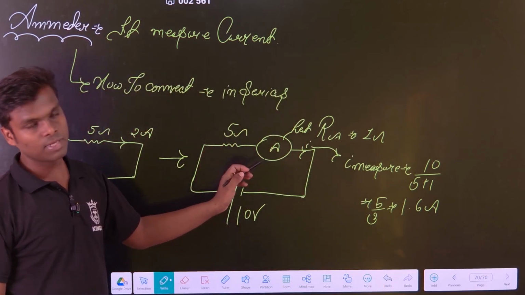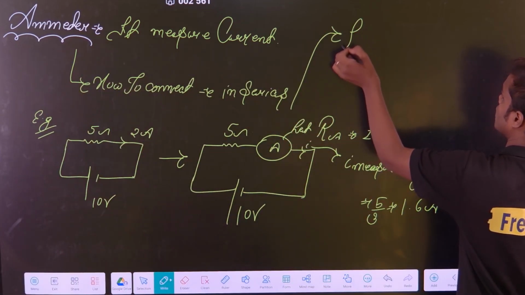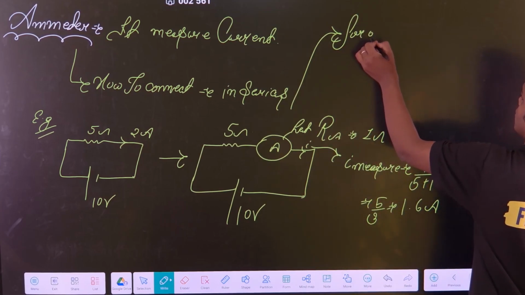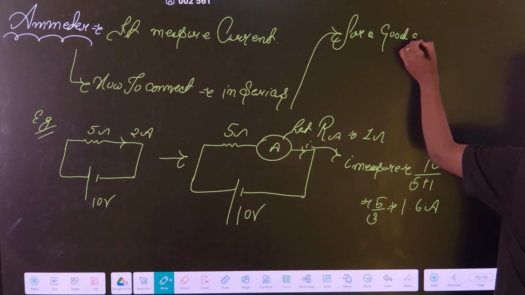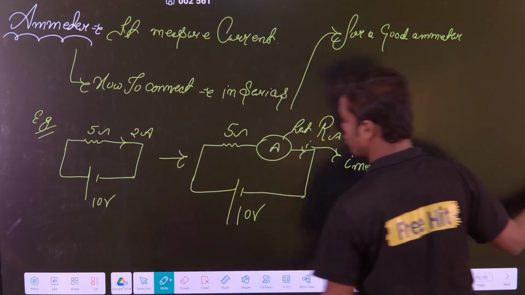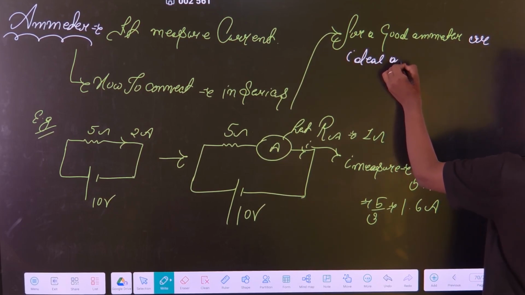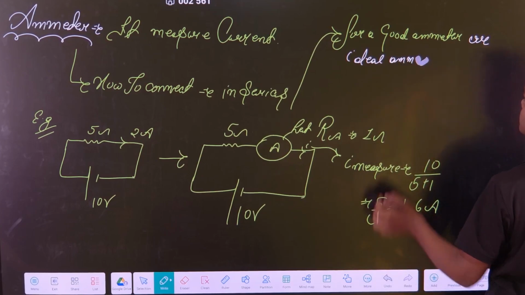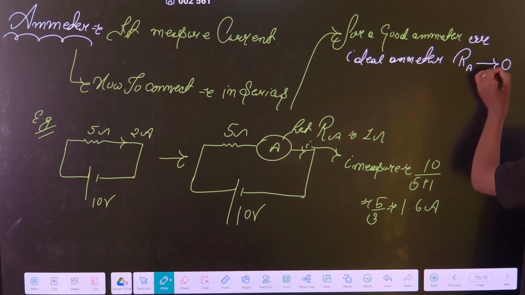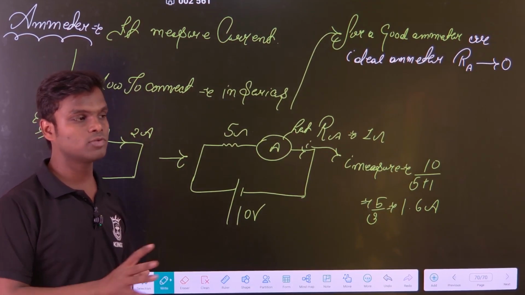So is that a good ammeter or a bad ammeter? It is a bad ammeter. So if I want to make a good ammeter, or you can say an ideal ammeter, what should be the condition? The resistance of the ammeter should be almost equal to 0. That is the condition.